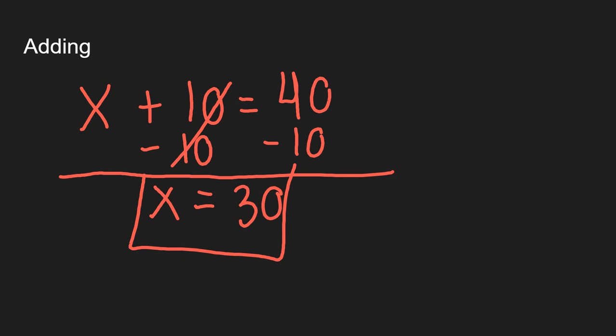Okay, so let's move on to a subtraction example. Same idea. Let's say we have a single variable, and I have x minus 4 equals 12. Again, the goal is to get the variable by itself. Right here we have minus 4. So if I want to get x by itself, I have to get rid of minus 4. So what is the opposite of minus 4?